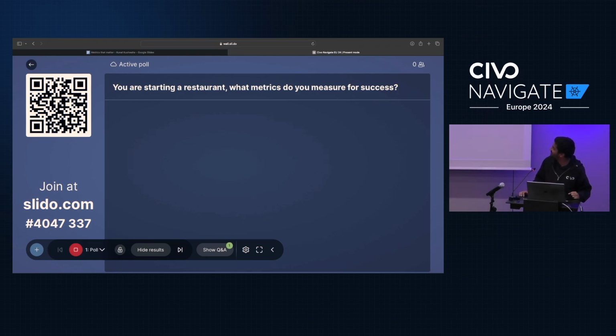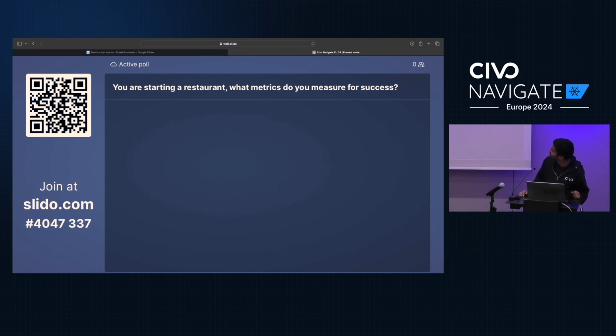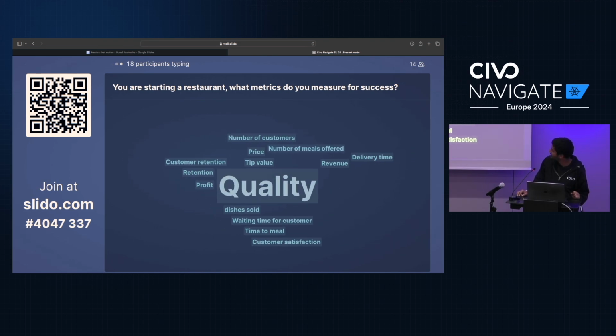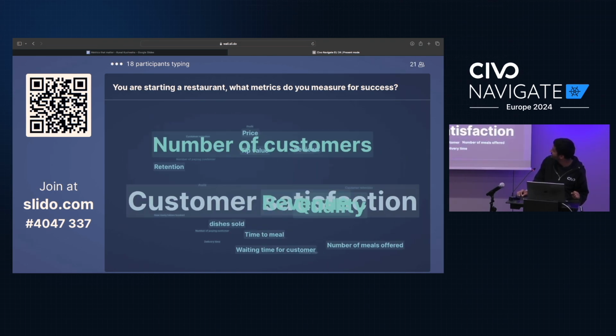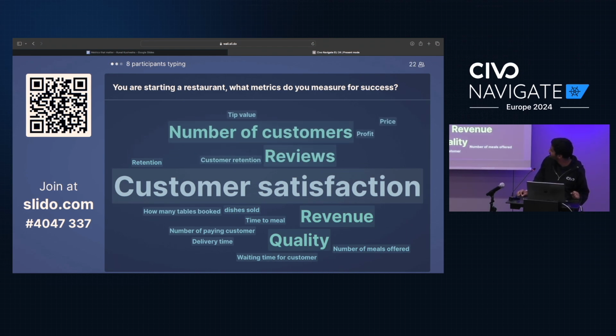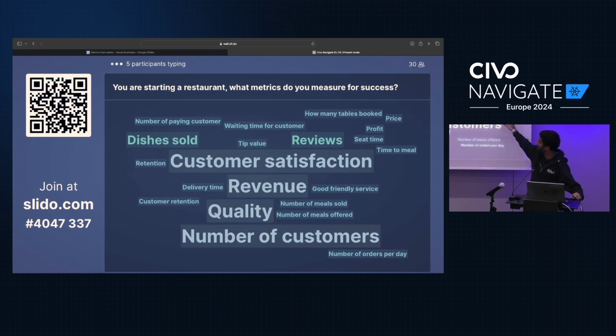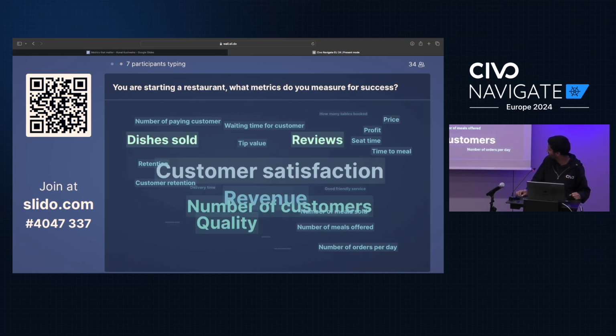So you're starting a restaurant. What metrics would you measure for success? If you forgot to scan, the QR code is still there. Delivery time, it's a good one. For me, it would be dishes sold. For me as well. Waiting for customer, time to meal, customer satisfaction, quality, tip value, number of customers. So if the font is big, it means a lot of people are saying that. Number of customers, it's a good one. Revenue.